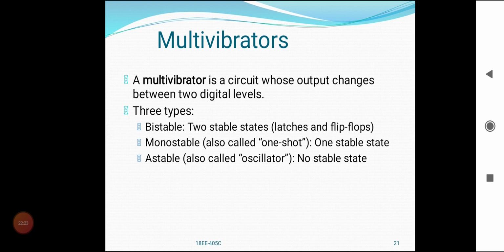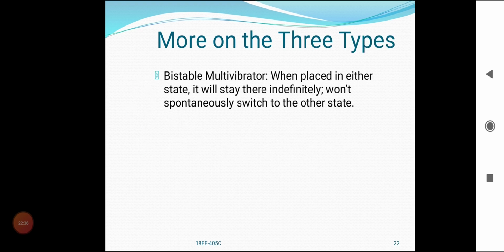When you want to switch from one stable state to another, you apply a trigger pulse that causes it to switch from one stable state to the other. A bistable multivibrator, when placed in either state, will stay there independently and won't spontaneously switch over to the other state.